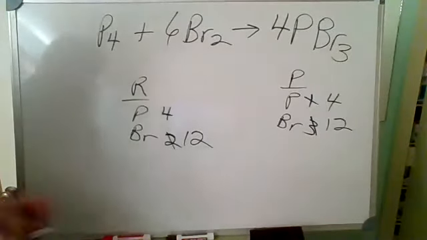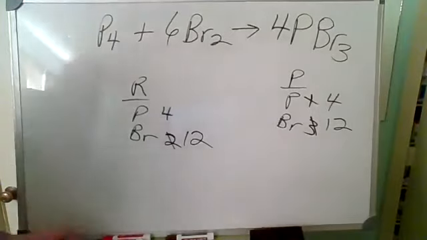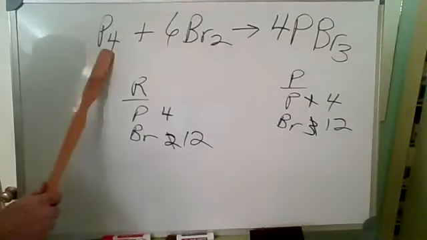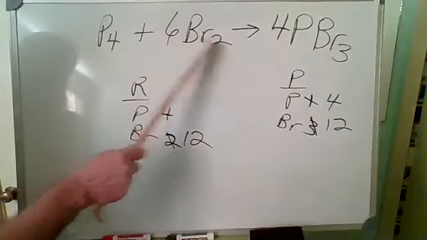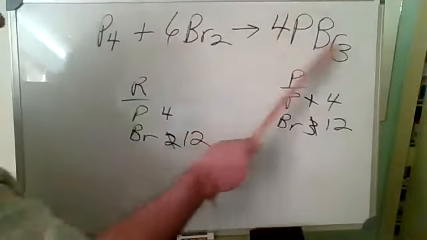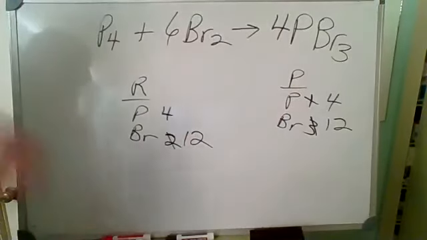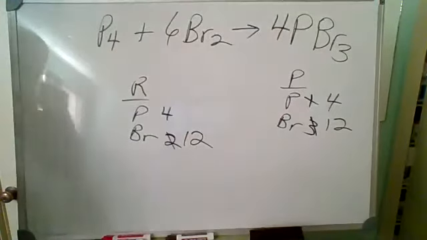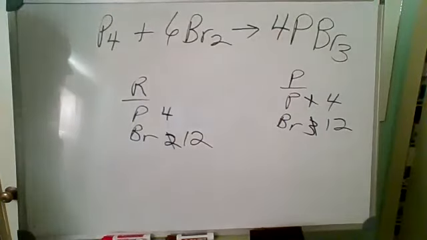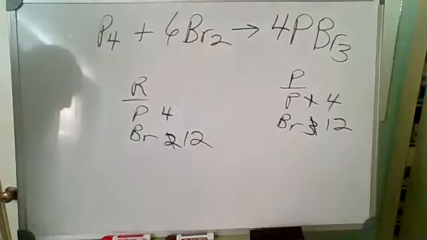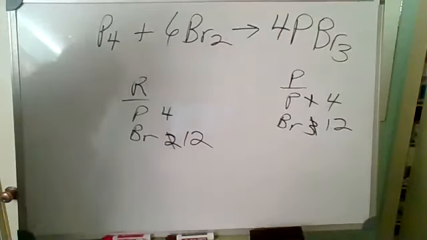12 bromines. So as always, you go back and check. 1 times 4 is 4 phosphorus, 4 times 1 is 4 phosphorus. 6 times 2 is 12 bromines, 4 times 3 is 12 bromines. We're done. Okay, any questions here? Any questions? Okay. Somebody has a how-do question? How do you check it again?